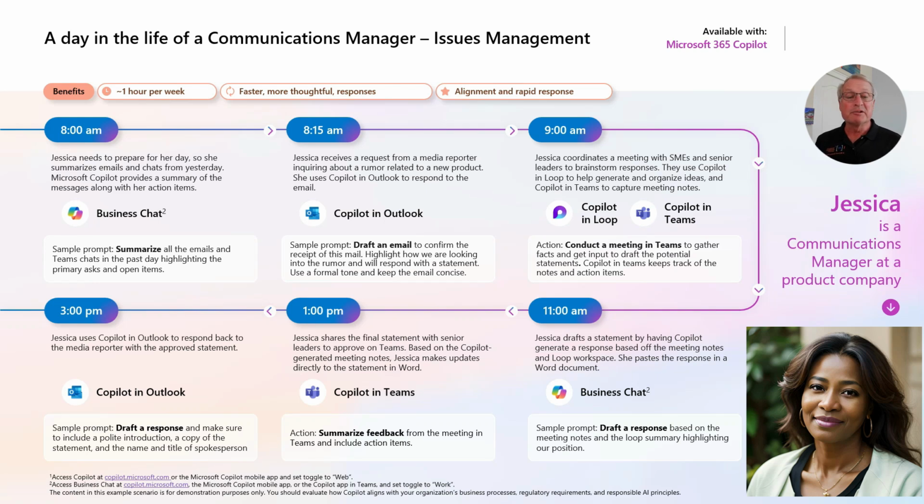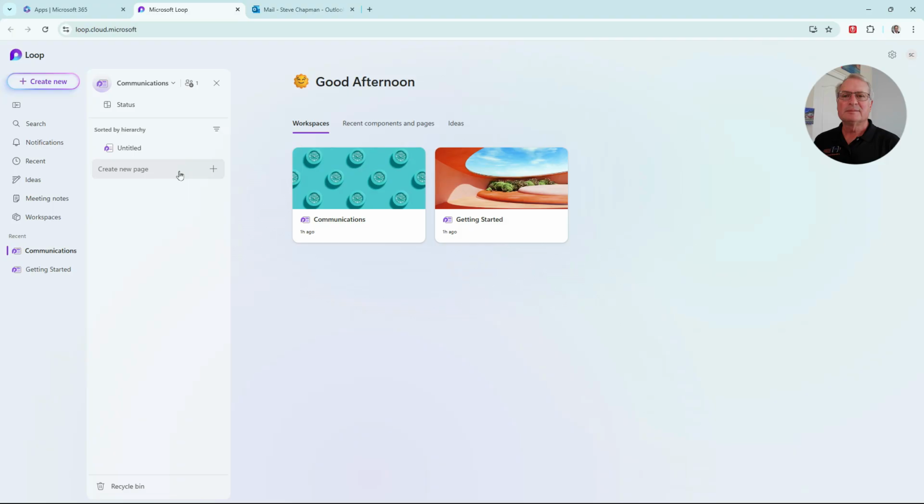Next, Jessica needs to create a plan to respond to this problem with that product. She's going to use Loop and Copilot to draft a response. We're in Loop here, and we're going to use Loop because Loop is an easy way to communicate with other people within your organization. Plus, it has Copilot in it, so it's easy to use Copilot functionality to get better communication and better content, and also organize the data. So let's create a new page here.